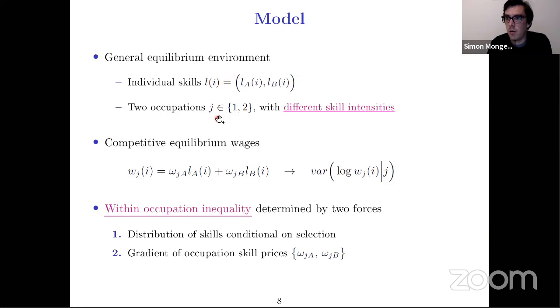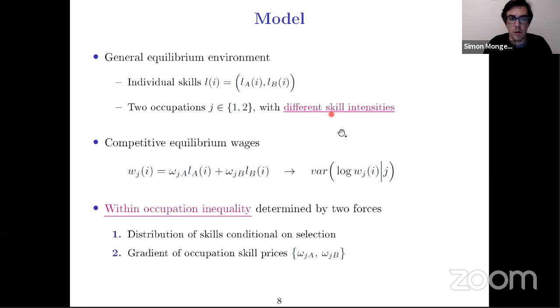And maybe we can come back later to think about the comparison of this model to models where you might have a continuum of occupations, like, say, Ilse Lindenlaub's job market paper. So we've got two occupations, the coffee machine and running the cash register, and they have different skill intensities over these two skills.